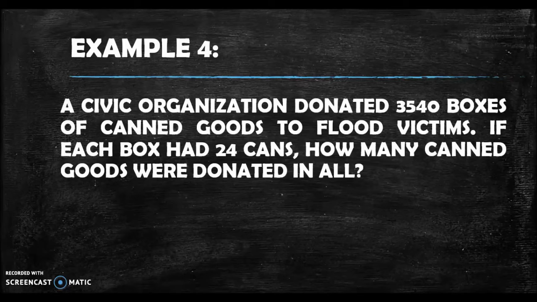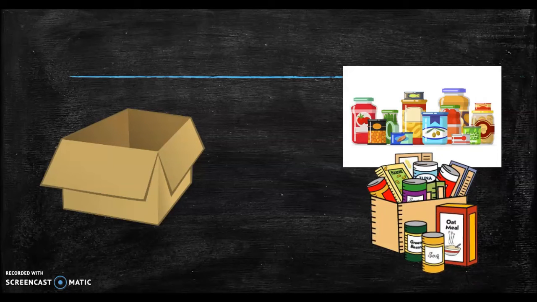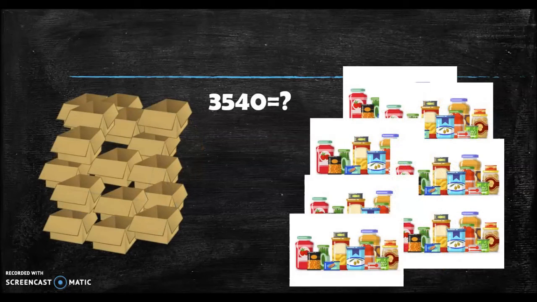So now let's have one more example. A civic organization donated 3,540 boxes of canned goods to flood victims. If each box had 24 cans, how many canned goods were donated in all? In this problem, one box is equal to 24 canned goods. The question is, how many canned goods were donated if there were 3,540 boxes?